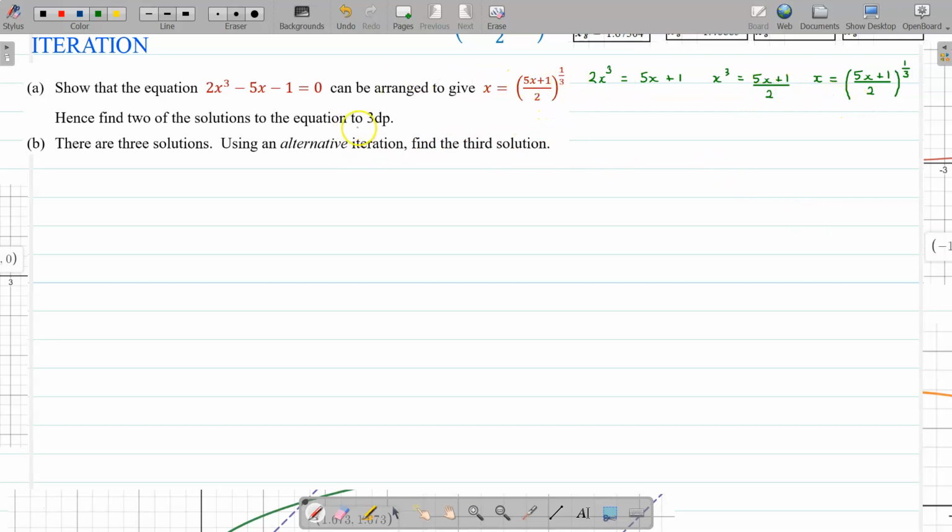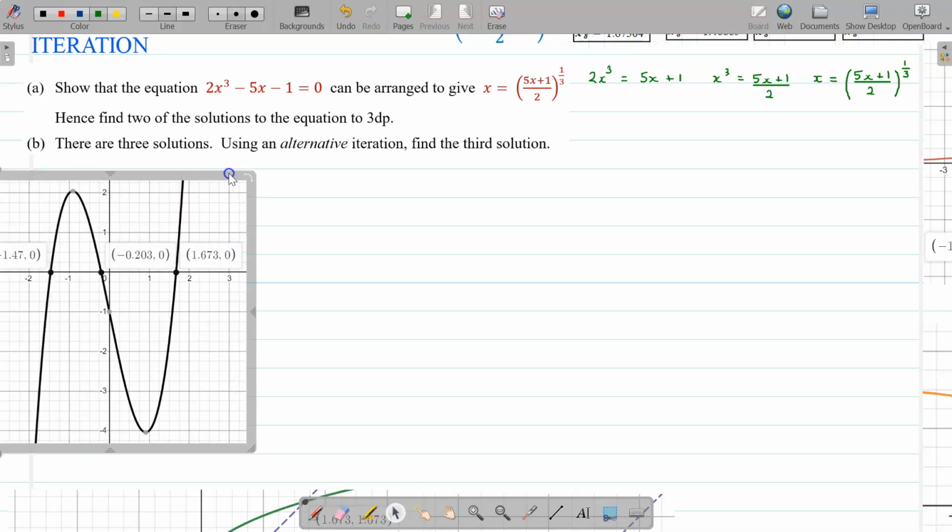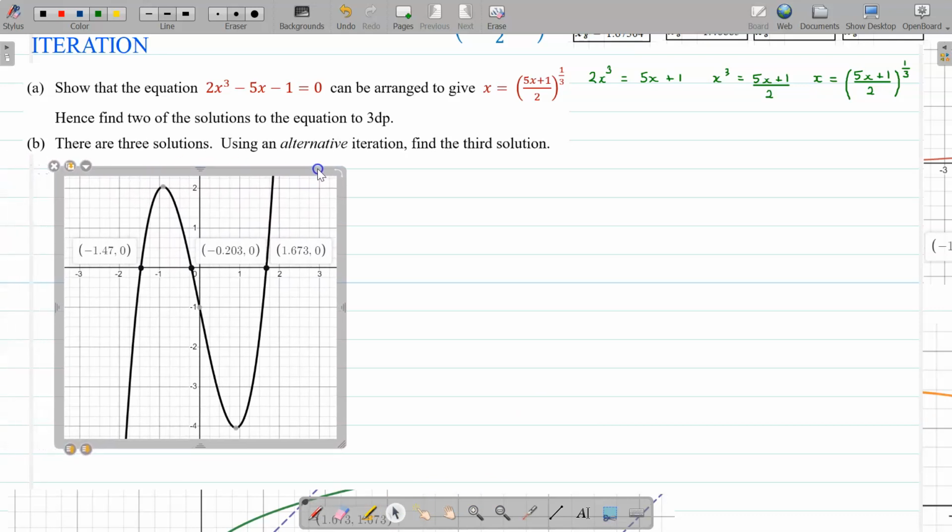And if you couldn't do the rest of it, at least you've got a mark or two for that first part. Now it says, hence, that means using this result, find 2 of the solutions to this equation to 3dp. And then we're told later that there are 3 altogether, but we're going to find 2 of them, and this is how it works. I've plotted the graph of the original equation here.